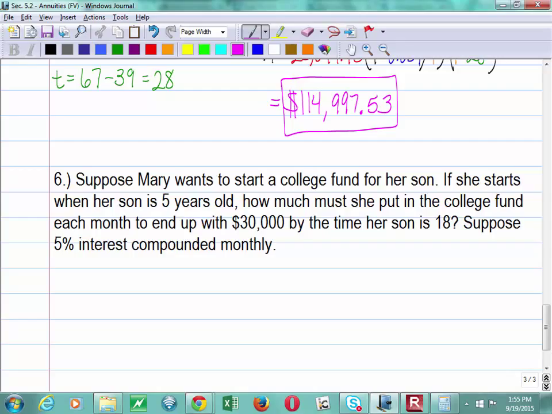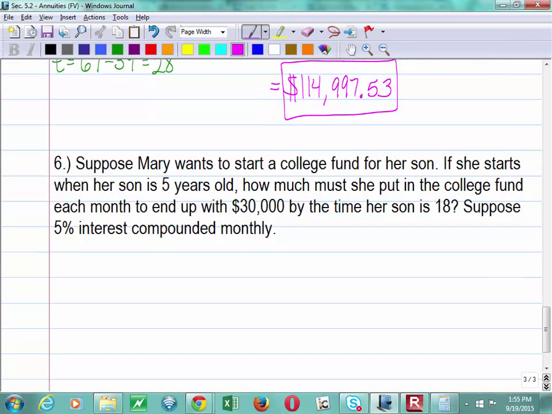Alright, so number 6 says, suppose Mary wants to start a college fund for her son. If she starts when her son is 5 years old, how much must she put in the college fund each month to end up with $30,000 by the time her son is 18? Suppose 5% interest compounded monthly.